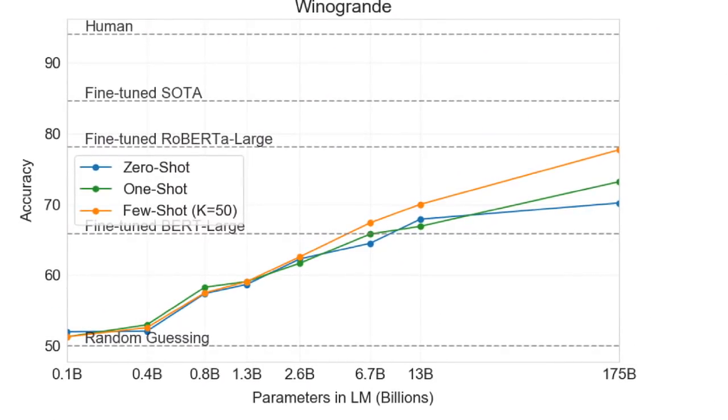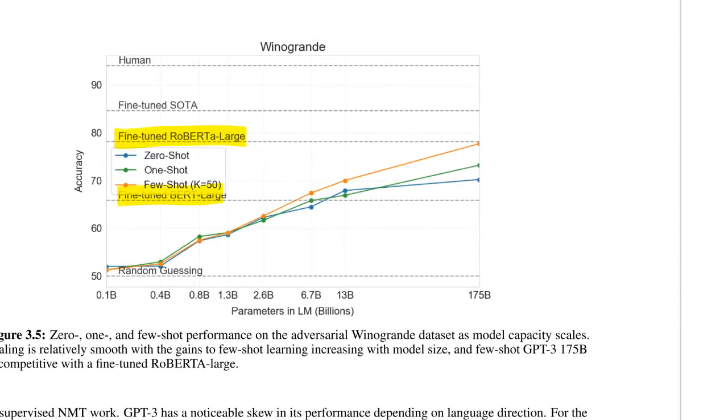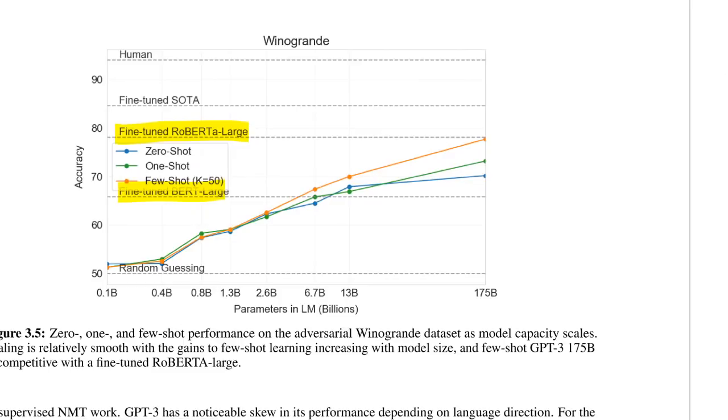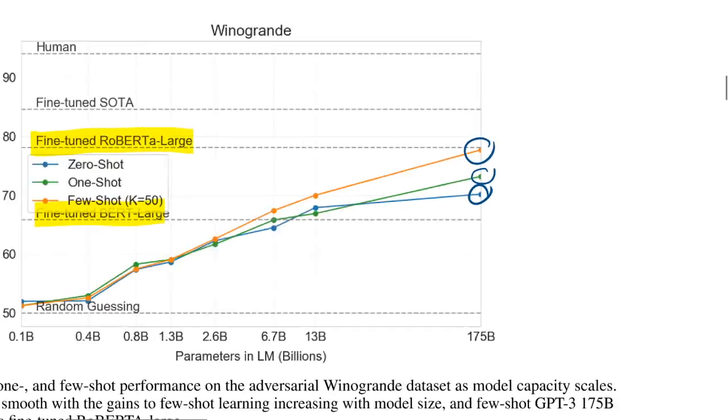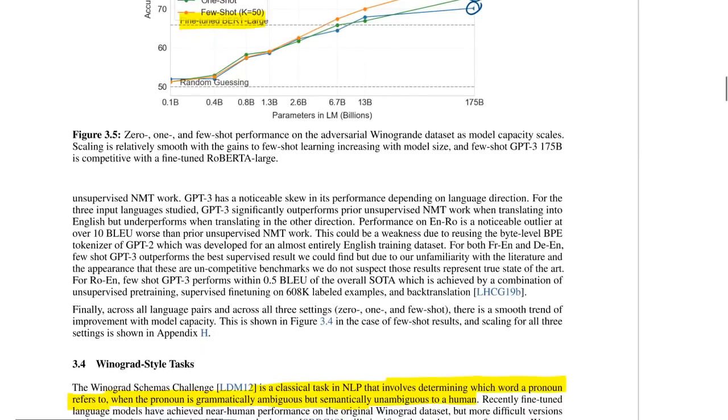You can see that this model will outperform a fine-tuned BERT large, but will not outperform a fine-tuned RoBERTa large. So it is competing at least with the fine-tuned models that were made specifically for that task, right? Again, this is pretty interesting. And you also see that for the larger models, it starts to make a difference whether or not you give it 0, 1 or more examples.